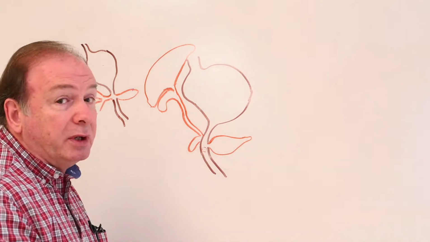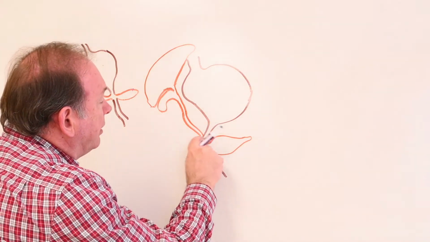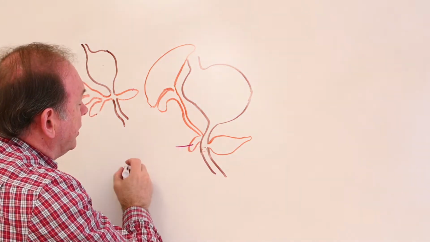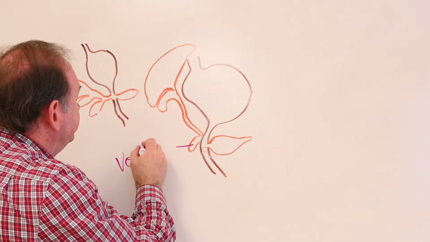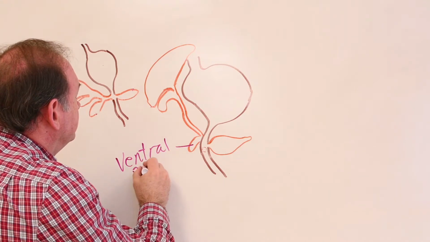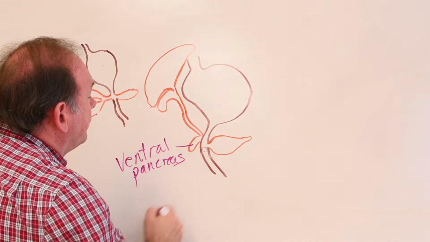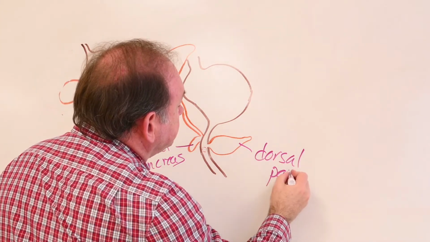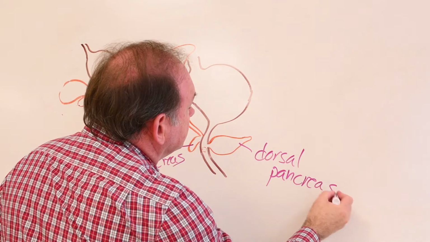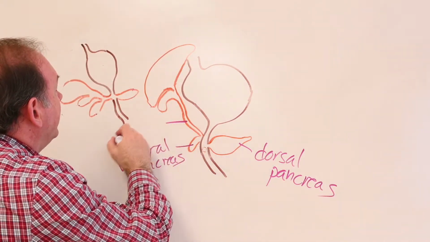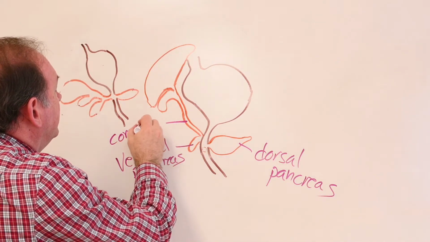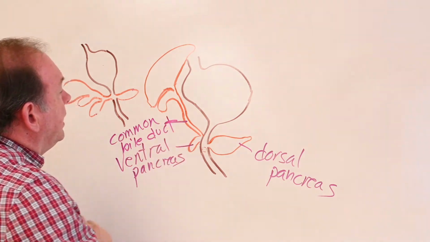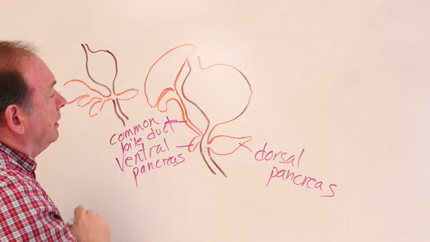We have a dorsal pancreas connection. We have a ventral pancreas and gallbladder connection over here on this side. So here's our ventral pancreas still over here. Our dorsal pancreas here. This is going to be our common bile duct right here. And of course we have a gallbladder and liver up there as well.